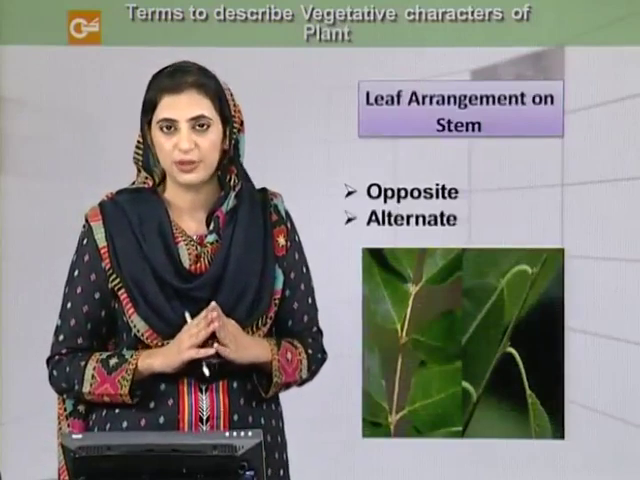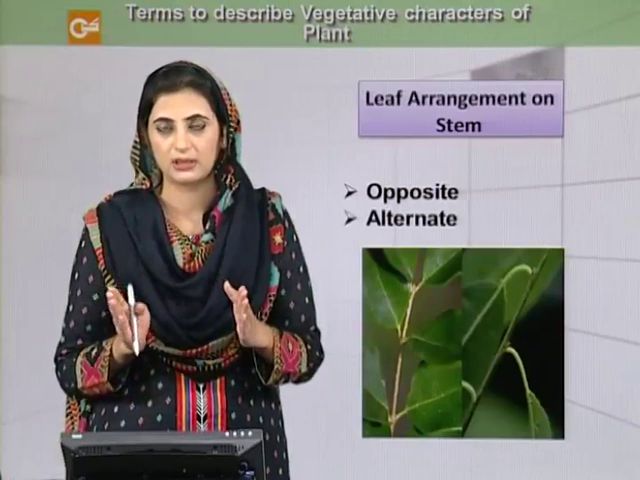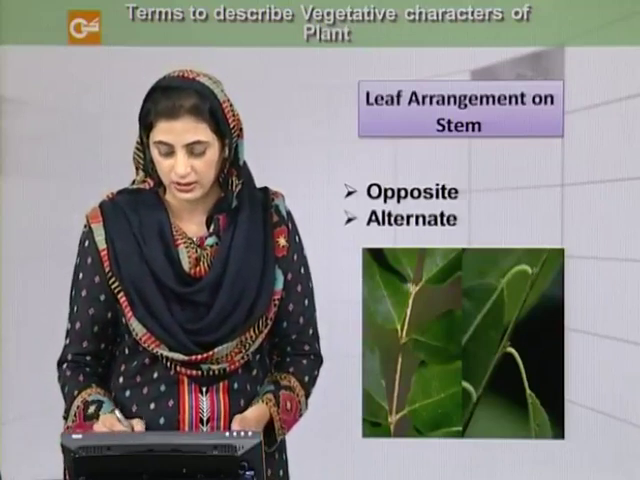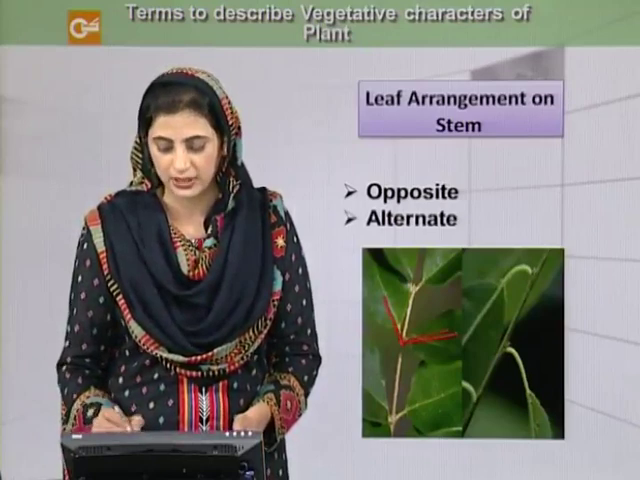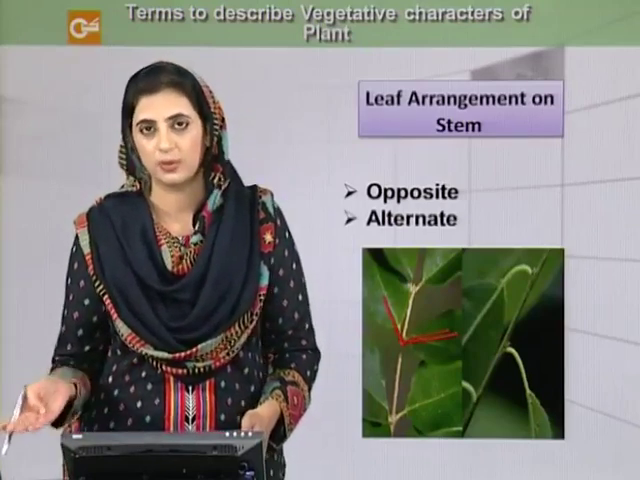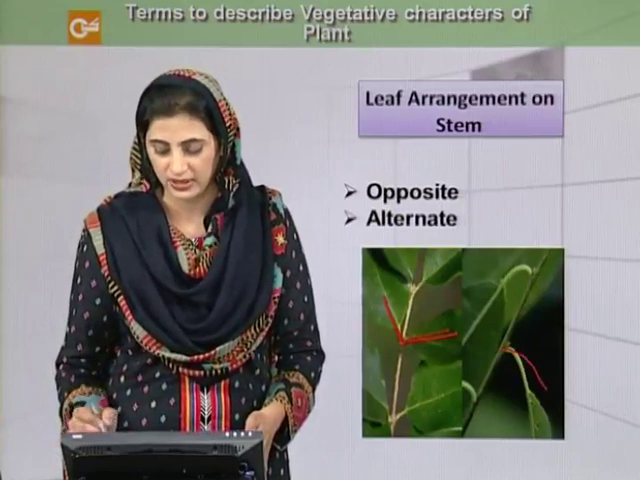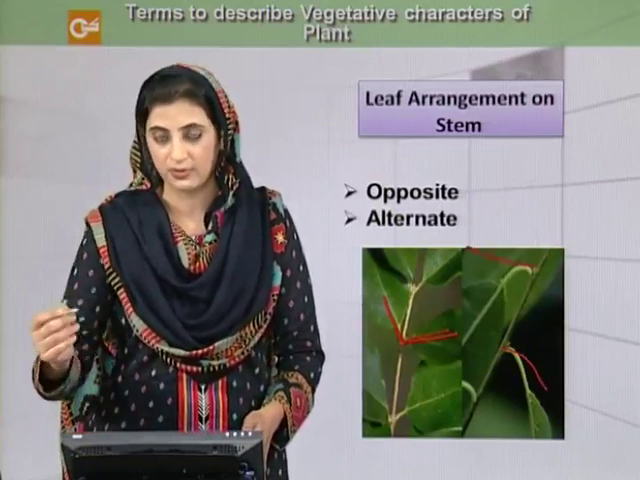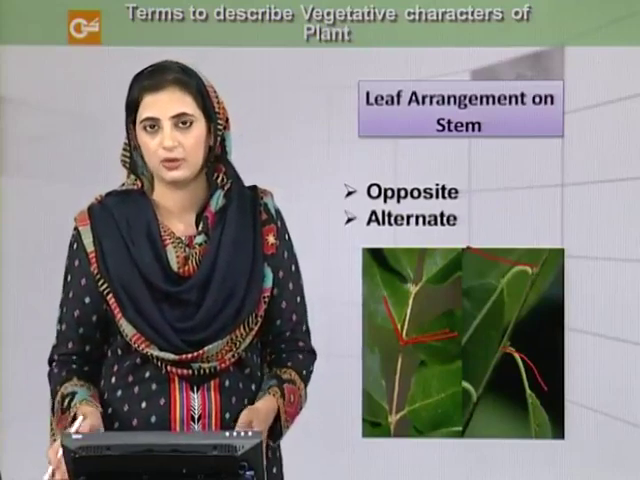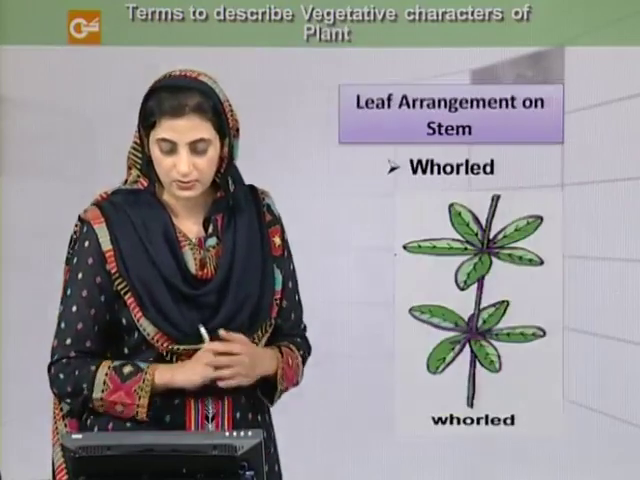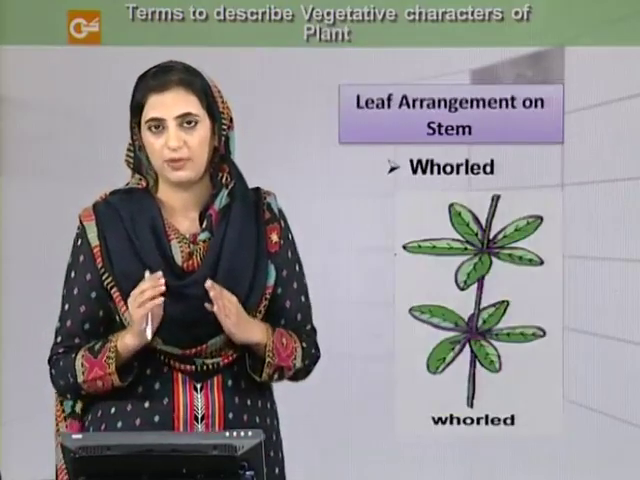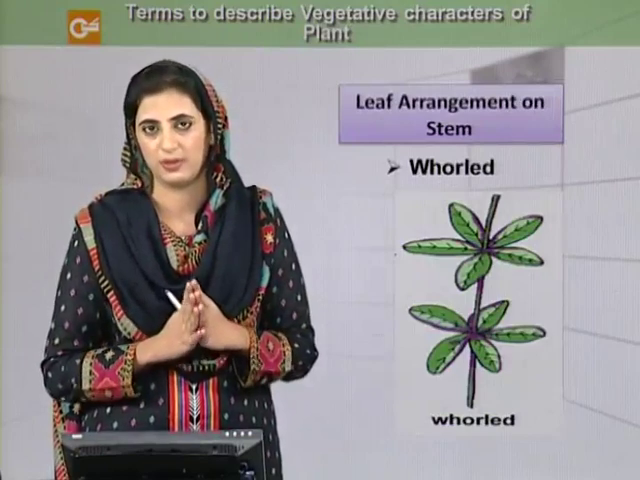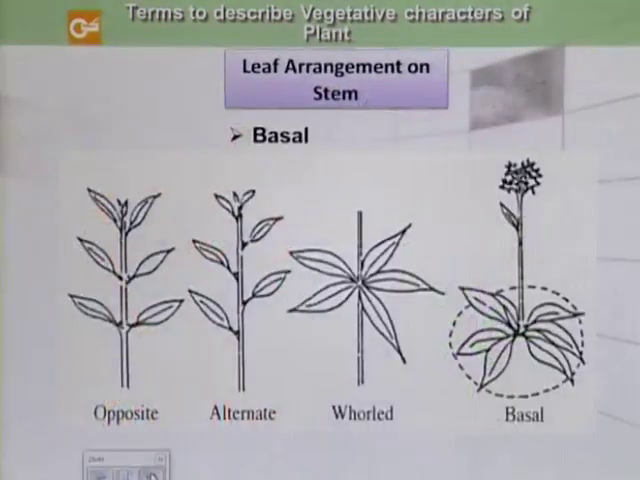Now we will discuss leaf arrangement on the stem, how the leaves are arranged on the stem. If they are placed opposite on a stem, they are of course known as opposite. If not opposite, a leaf comes from here, and at a little distance another comes from the opposite side, then we call it alternate. And it may be whorled, where at one point the leaves form a circle, so it may be called whorled arrangement. And the other one is basal, where if they originate from the base of the stem, it is called a basal arrangement of leaf on the stem.